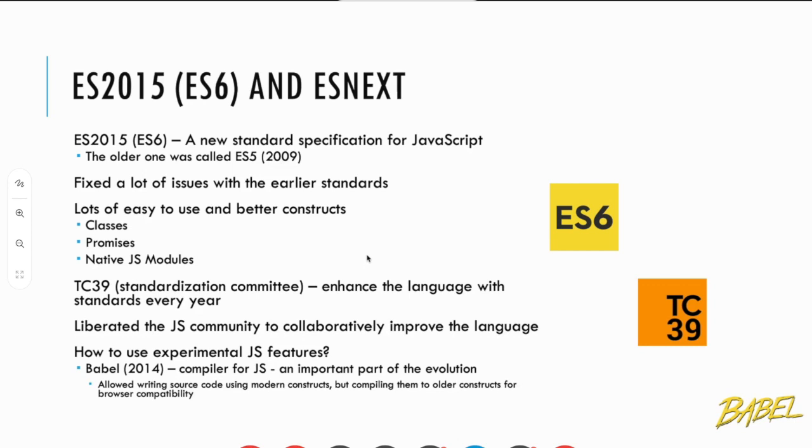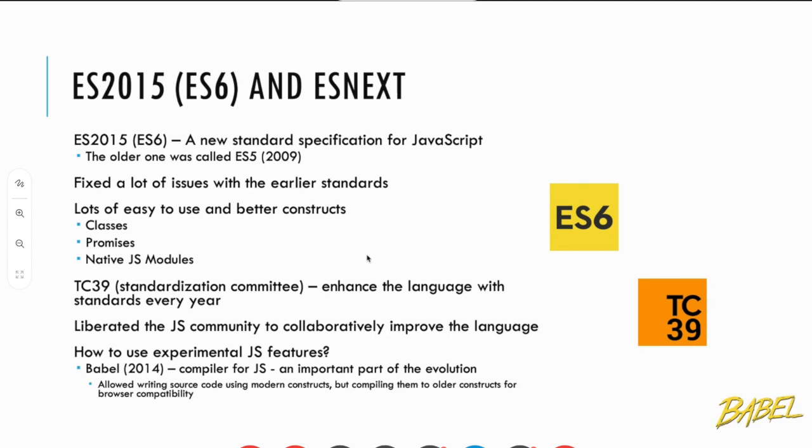So ES6 fixed a lot of issues with the earlier standards, a lot of pain points of developers were fixed. And it also introduced a lot of easy to use and better constructs like classes, promises, and it also introduced native JS modules. So now it was possible to write modular JavaScript code, and you would not have to use a tool or a framework for managing your dependencies. Those could easily be managed by the JavaScript engine itself.